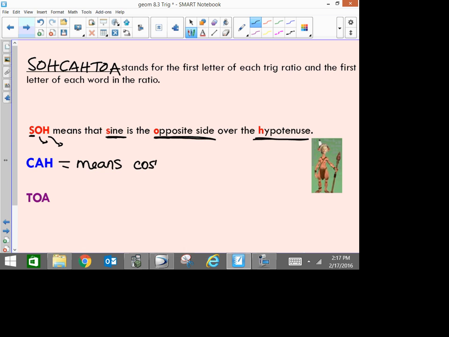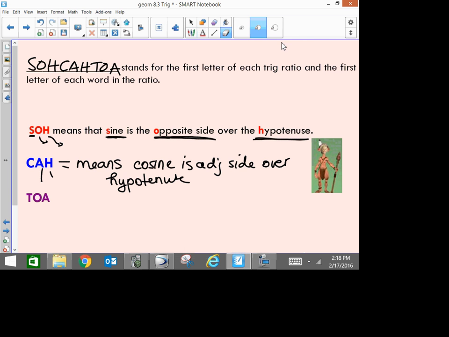Cosine equals A, which stands for adjacent. Adjacent side over the hypotenuse. All right, very good. I'm going to make these different colors here. So I'm going to do adjacent, cosine, and H. And let's color cosine, adjacent, hypotenuse. Okay? Could be blue.